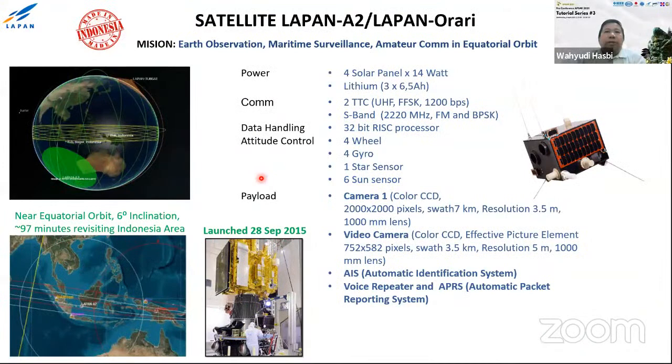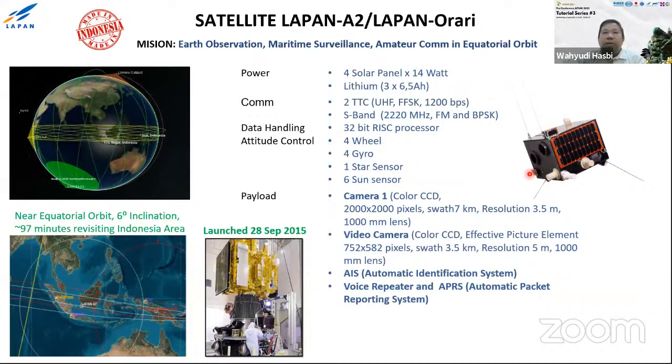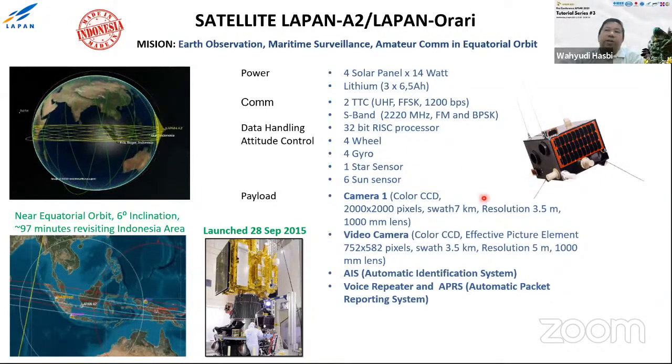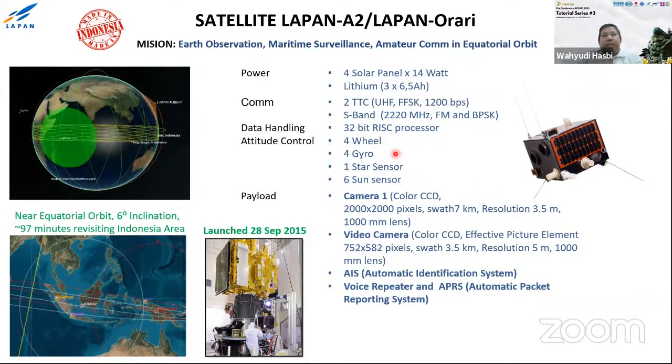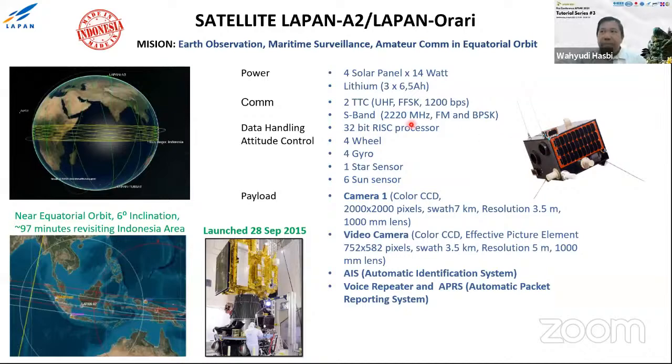And we developed our second satellite. We call it Lapan-A2, together with amateur radio. We developed this satellite also as a microsatellite because the weight is about 76 kilograms, and we put a lot of things inside. You can see we are using 4 solar panels, a lithium battery, and 2 TTNC, and also the S-band for data downlink. And we are using a 32-bit processor to handle the data.